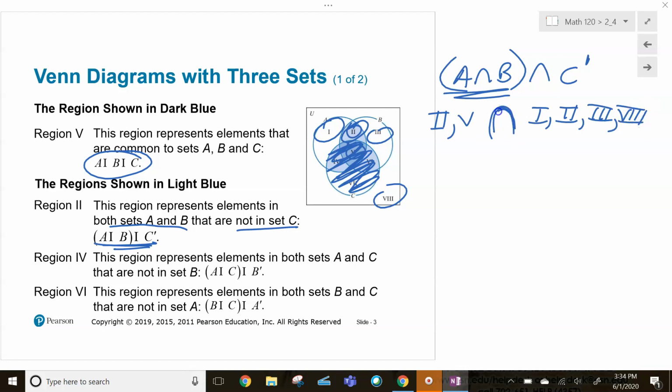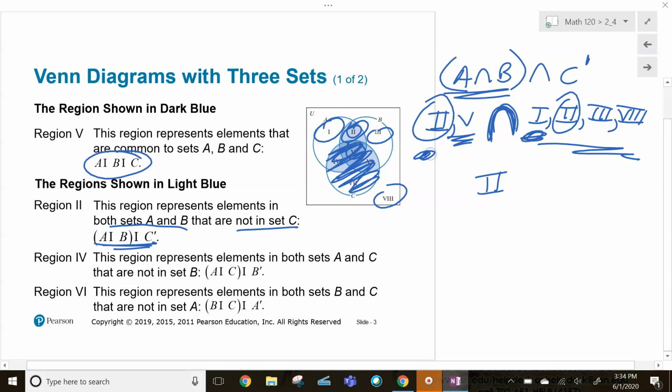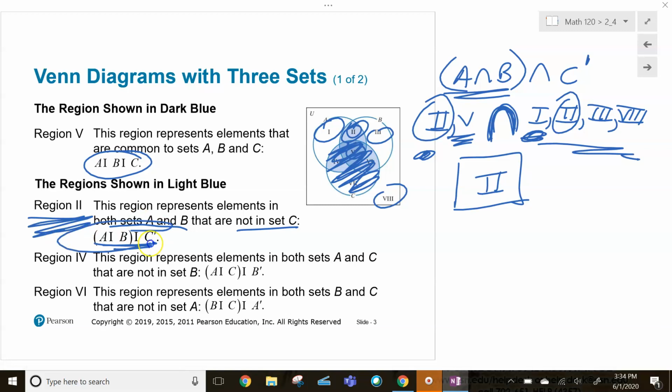Now, who's in both of them? Intersection, and. 2's here, and it's here. So 2's a winner. 5's here, but it's not over here on the right-hand side. 1's here, but it's not over here. So 2's the only winner. That's why it's saying region 2 is represented by that. And that's how you walk through these.